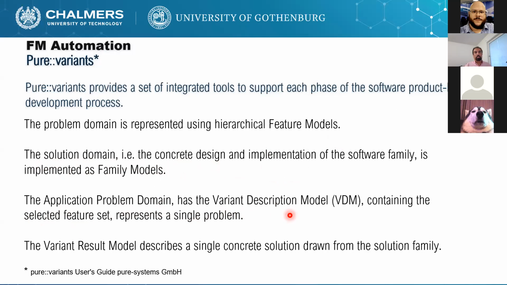You have the variant description model, VDM. The variant description model is what I said about the configuration model. This is equivalent to that. It selects feature sets and represents a single problem. So from this model, you can create your products in a product line. You also have the variant result model, which describes a single concrete solution drawn from the solution family. It will allow you to come down to pinpoint a specific product and produce the feature diagram for that specific product.